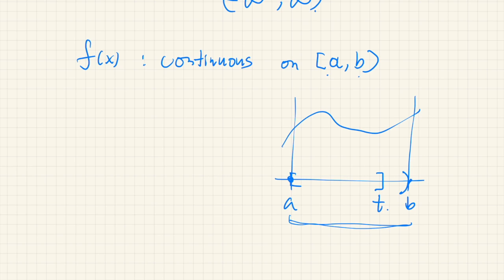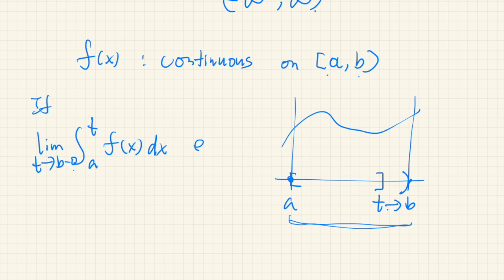And so we integrate from a to t, just like we have been doing, and then take the limit of t approaching b from the left. Okay, so this is the left limit. T approaching b from the left, so we write minus 0 here. So if this exists, then we define this as this integral from a to b. Okay, it's called an improper integral.